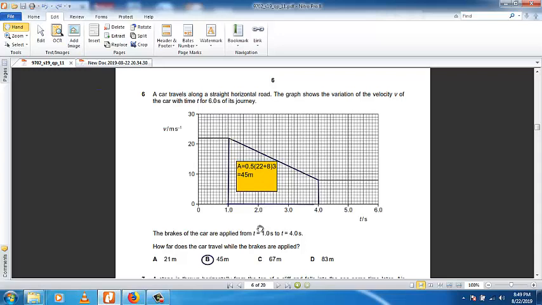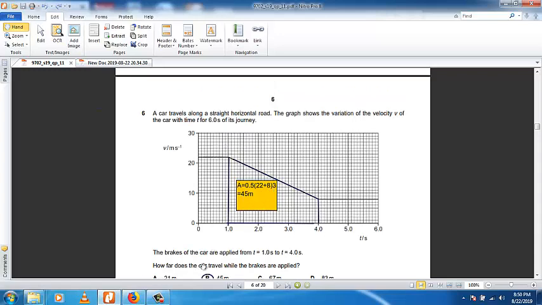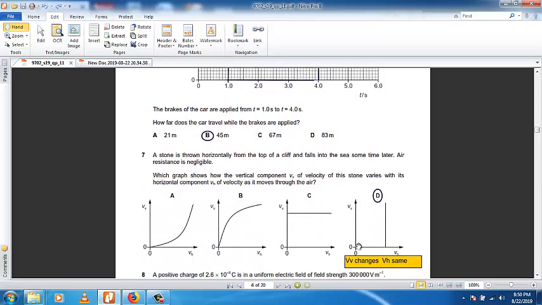So first we have to identify that the area under the velocity-time graph is the distance traveled, and the gradient of the velocity-time graph is acceleration. Here we are asked about the distance. To find the distance while the brakes are applied, it's 1 second till 4 seconds, because the speed is decreasing. So we just have to find the area of the trapezium as shown. So the trapezium is half times (22 plus 8) times 3, which makes 45 meters. So part B, that was an easy question. Let's go on to question number 7.